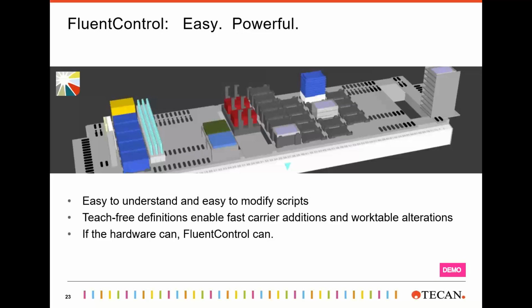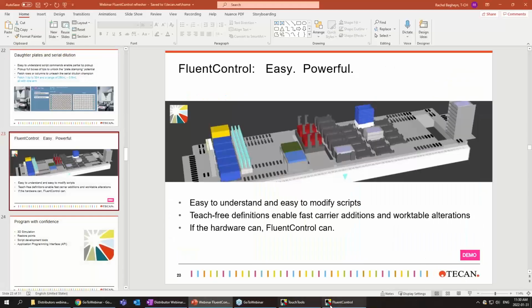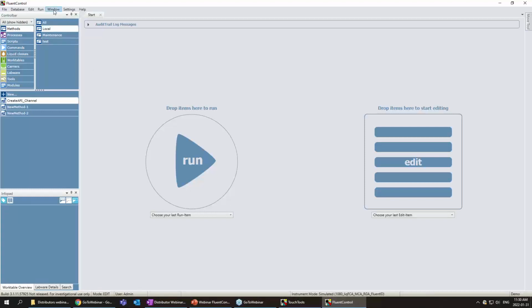I just wanted to now go into Fluent Control and start writing a little script with you together, just to show you how easy this is. So let's go back to Fluent Control. The first thing I'm going to do is just quickly open the 3D simulator because that takes a little time to load sometimes. So let's have a look at this graphical user interface. I hope it's not too small. I already lowered my screen resolution, so I hope you can all see it.